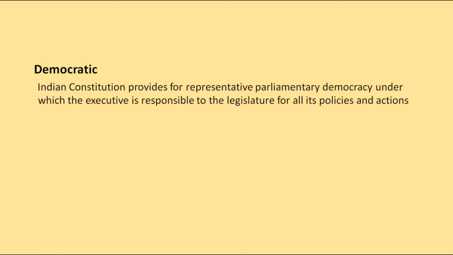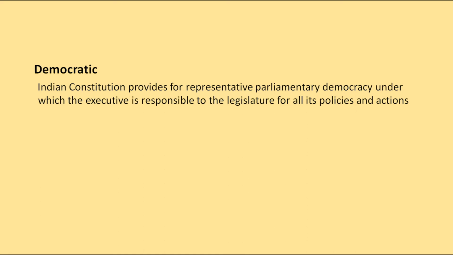Then democratic. The Constitution of India provides for representative parliamentary democracy, under which the executive is responsible to the legislature for all its policies and actions. Democracy has two types. The first is direct democracy and the other is indirect or representative democracy. What is direct democracy? For example, in Switzerland, the people exercise the supreme power directly through referendum, initiative, recall and plebiscite. But what is indirect democracy?